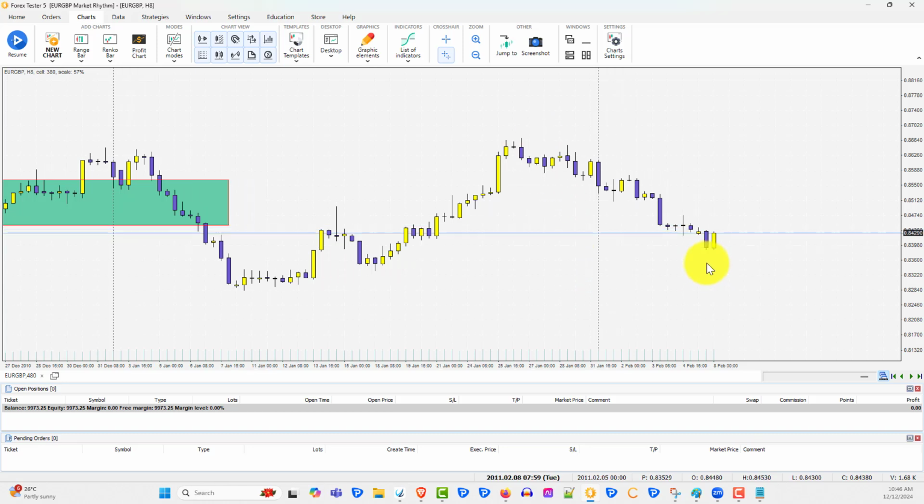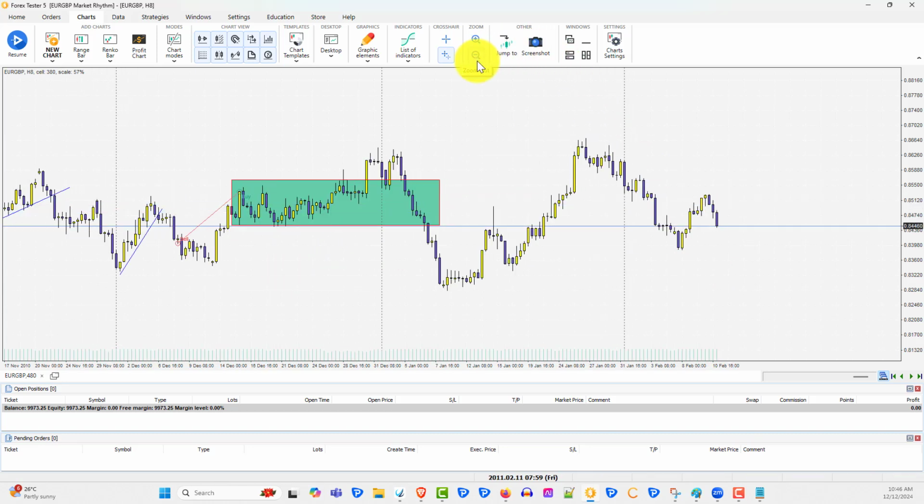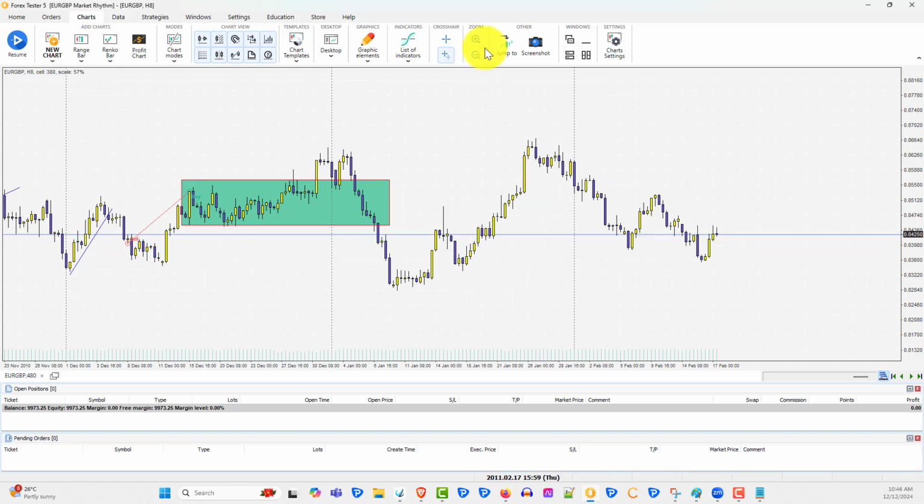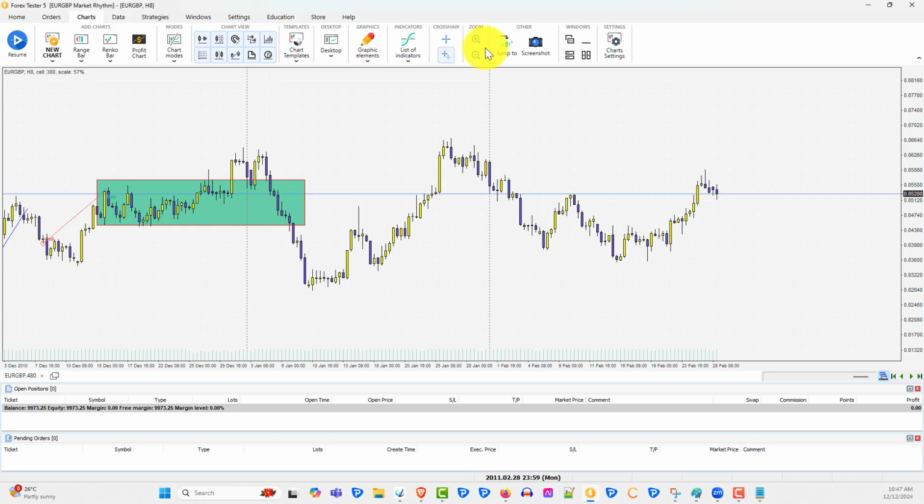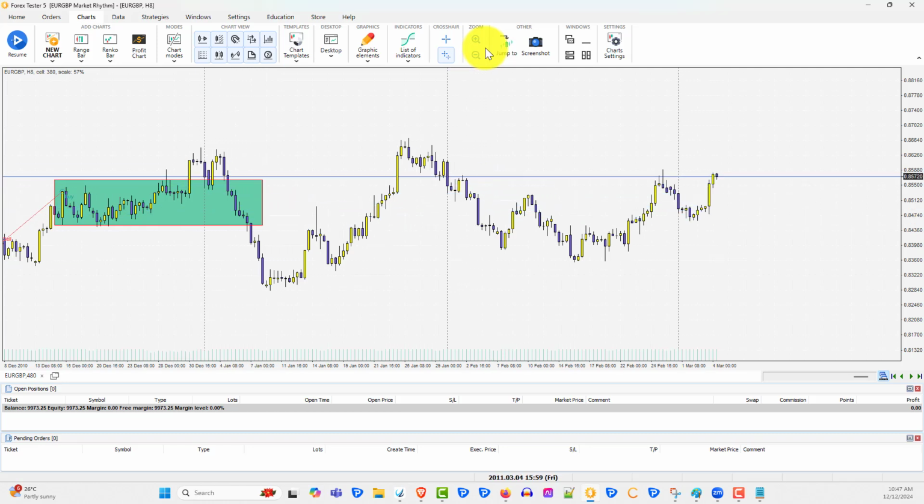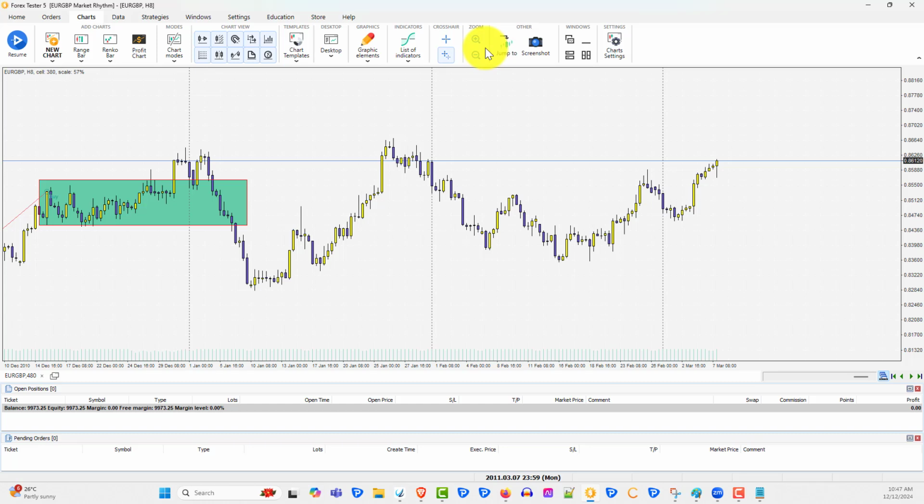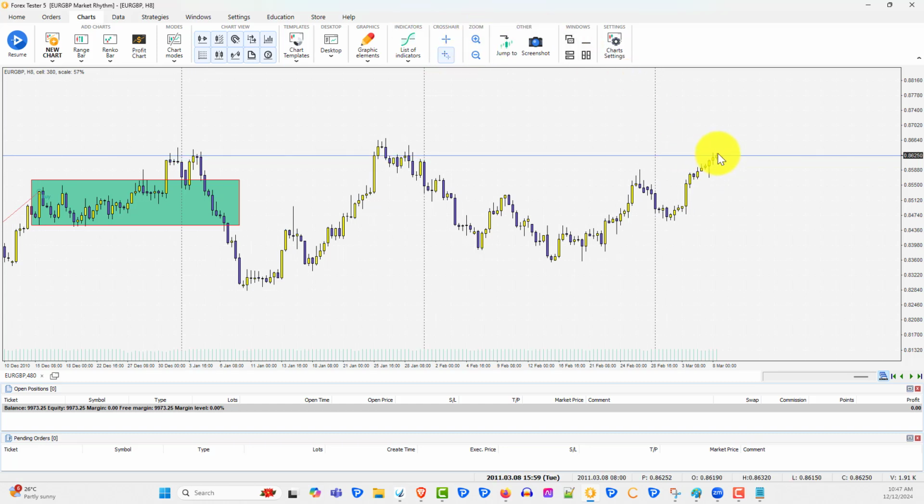I think we're chopping around. I want to see a break. Euro pound is not necessarily the best pair for trending markets. Not like a yen pair, but there will be some moves here. Let's see. We should see a little pullback.